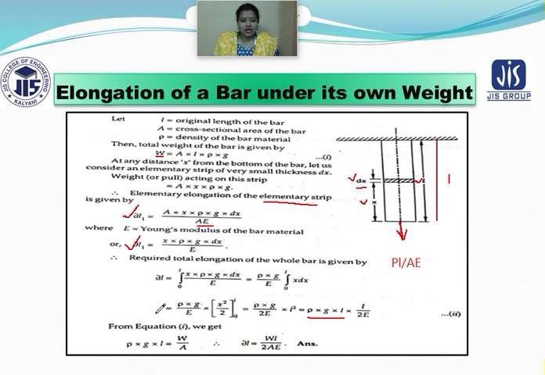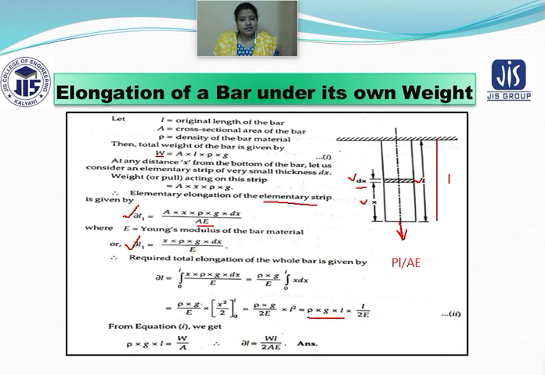So if I ask you the change in length, that is del L or elongation of the bar, it is none other than W into L by 2 into A into E. So you can see that for various sections you have observed various equations of elongation of the bar. Everything is not the same for every concept. It is clear to you, I think.